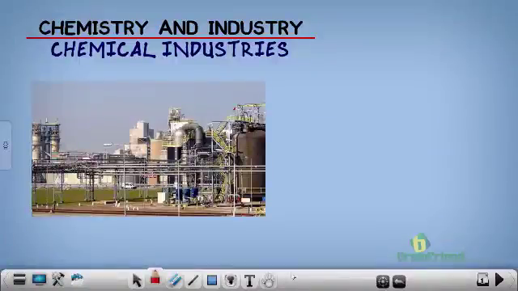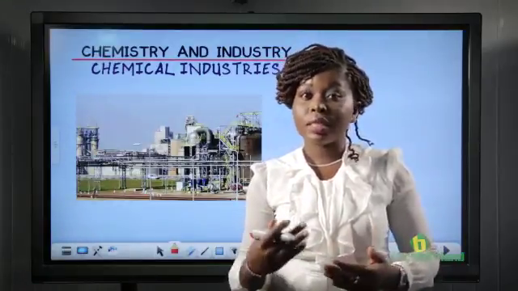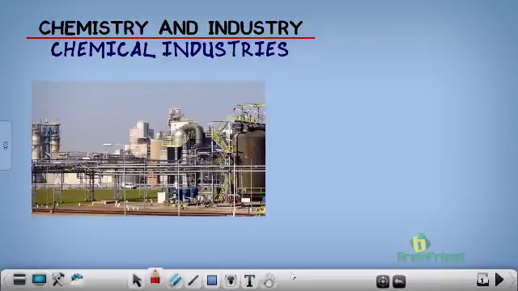The theme of our class today is chemistry and industry, and we are going to be taking a look at the topic chemical industries. Now, almost everything today that man needs and uses has had to undergo one chemical process or the other. From the food we eat, to the clothes that we wear, and even to the houses that we live in. None would have been possible but for the activities that go on in chemical industries.